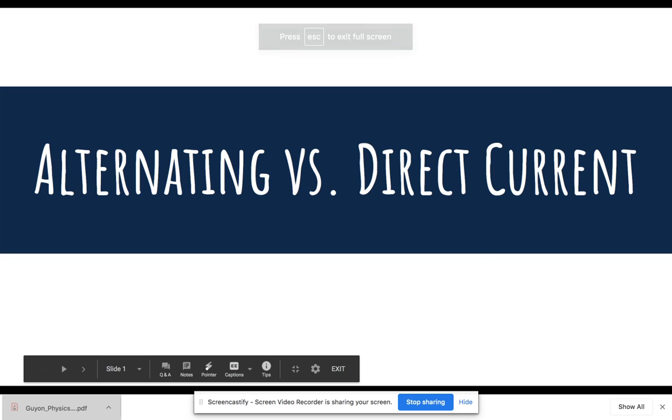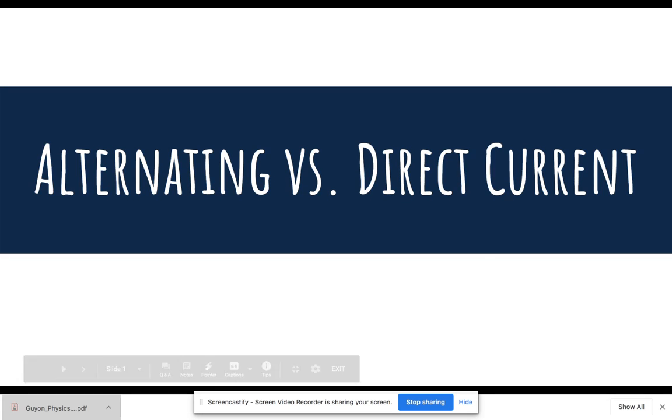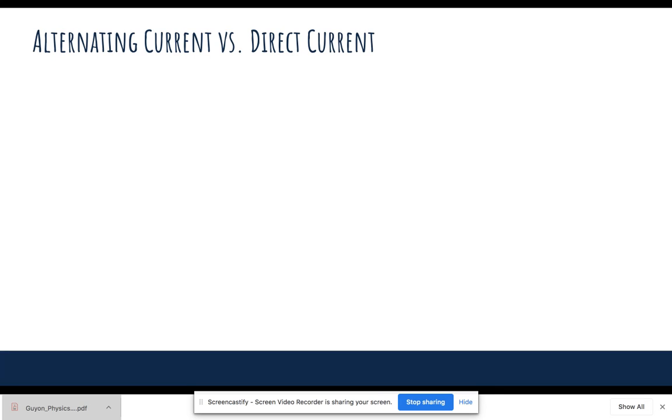Okay, today we're looking at the difference between alternating and direct current, and then we'll also be looking at how electricity is charged to our home. How would they figure out our cost? So, alternating current versus direct current.